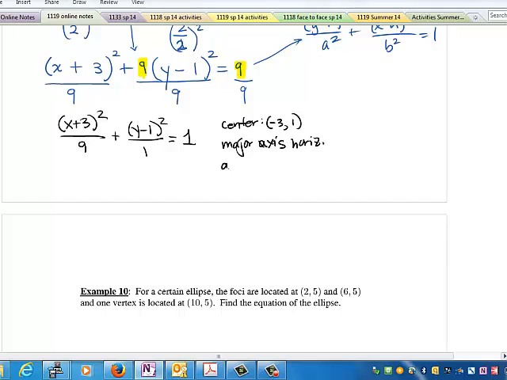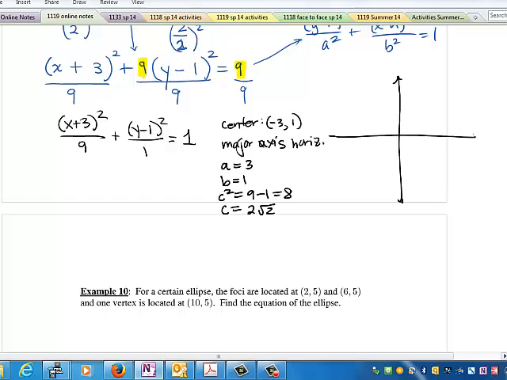We can see that A is 3 and that B is 1, because A squared would be 9 and B squared would be 1. So that tells us that C squared is 9 minus 1, or 8. So C is square root of 8, which is 2 times the square root of 2. So we should be able to sketch this pretty well.